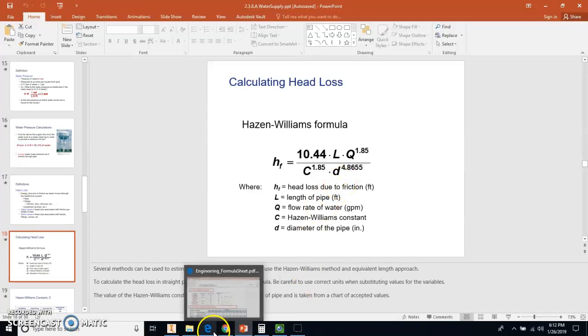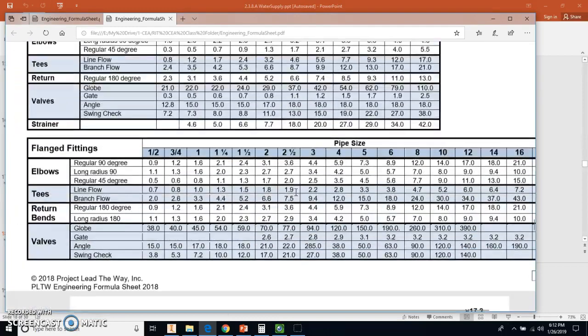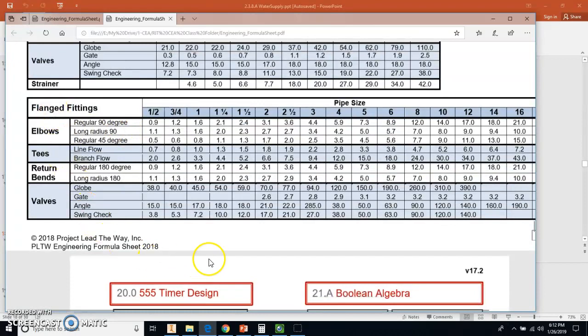So back to our formula sheet again, just to show you that. Here we are. Remember, we don't bother with the screwed fittings. We're only worried about flange fittings. And right here across the top is 10. So all the values for elbows and T's and return bends and valves are going to come from this column right here.